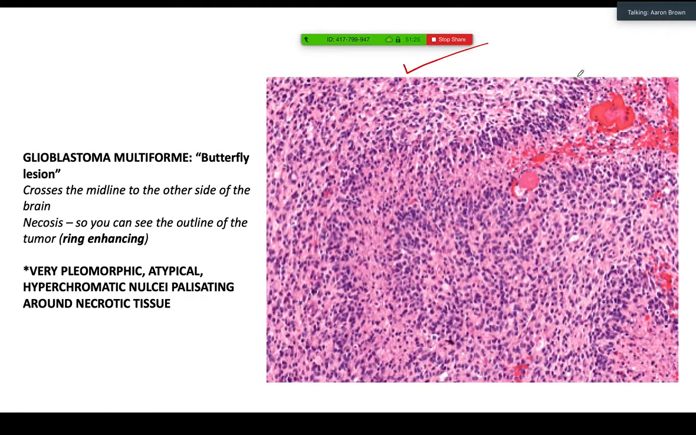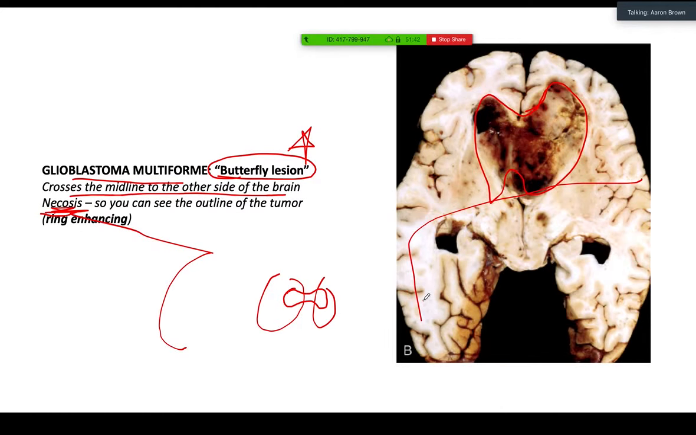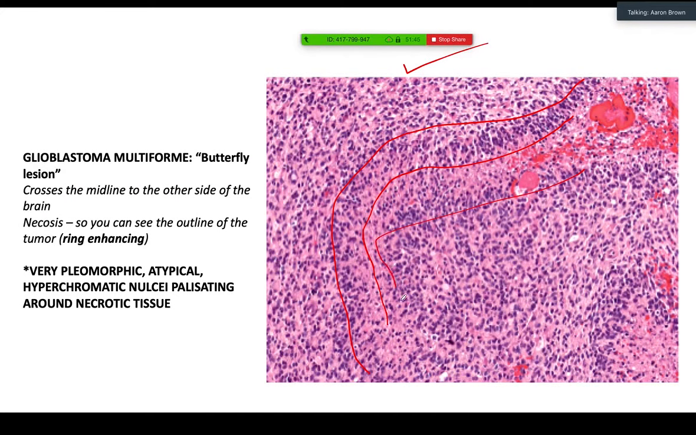But what you do see is a lot of cells, right? There's a lot of cells very close together. And if you squint your eyes, you can see a pattern here where you see a lot of cells together, a little bit of gunk in the middle, and then a lot of cells on the other side. What this is called is palisading around necrotic tissue. You can see these big concentrations of cells on either side of an area of necrosis and a bunch of debris and gunk in the middle. That's very typical of glioblastoma.